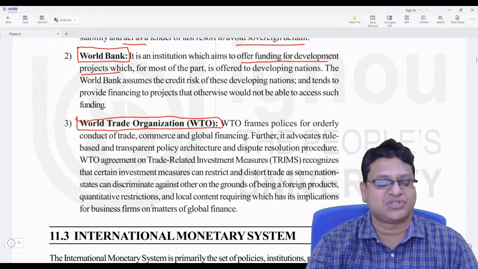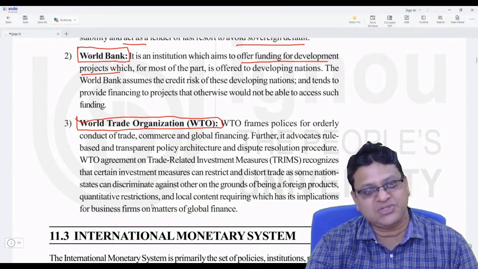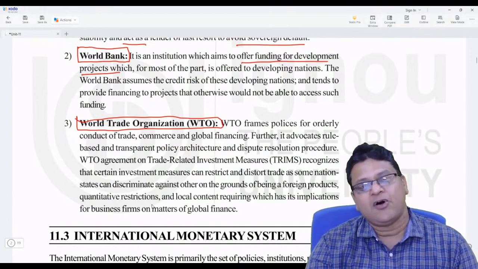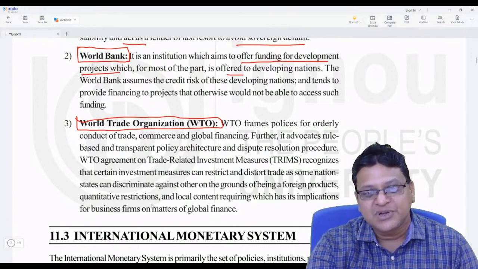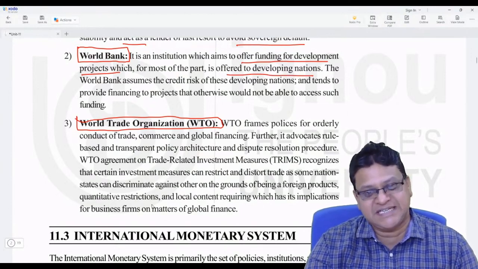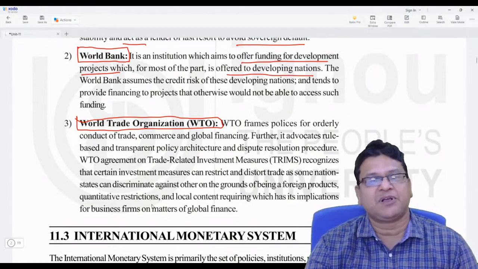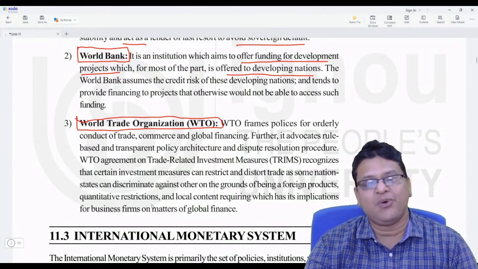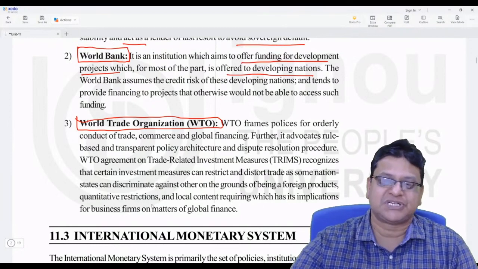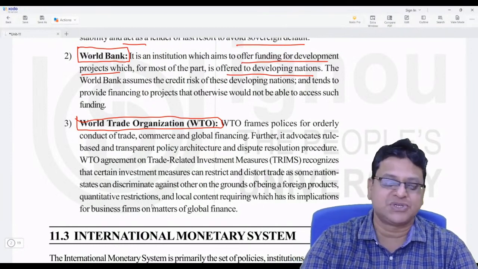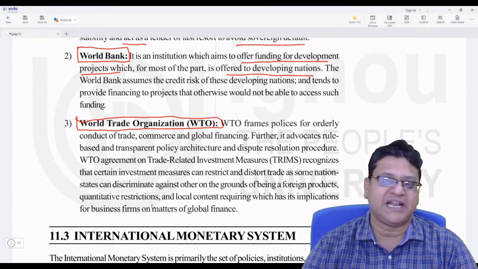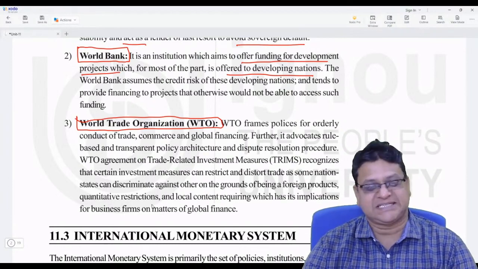It provides loans. World Bank provides loans for developmental projects, and World Bank offers most of its loans to the developing nations so that they can achieve development and become a developed nation. So World Bank provides loans only for developmental projects, but IMF provides loans to those countries which are facing balance of payment crisis or BOP crisis.